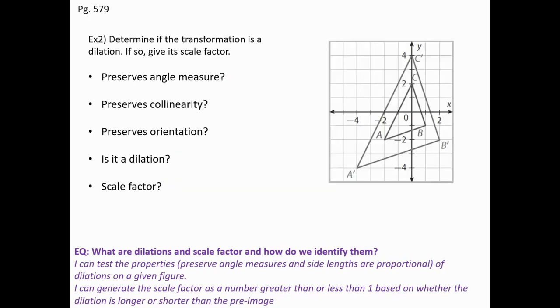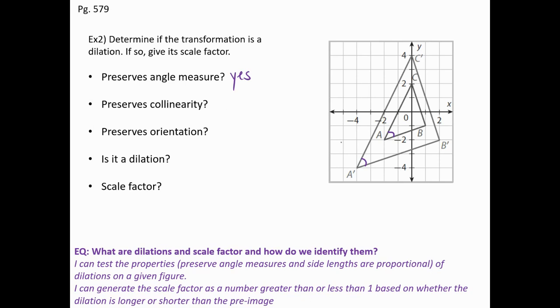Okay, move on. So example 2, determine if the transformation is a dilation. If so, give its scale factor. So same process here. Preserve angle measure. So if we look at, again, A to A prime and the other angles as well, we're going to say yes, it does. Looks like it does. Looks to be the same shape.